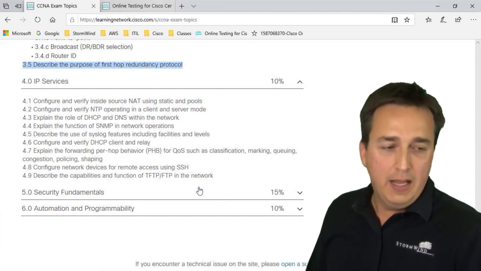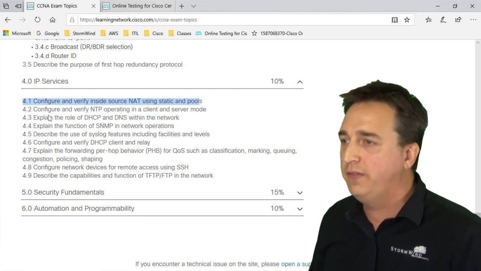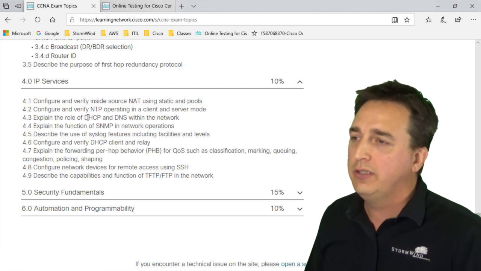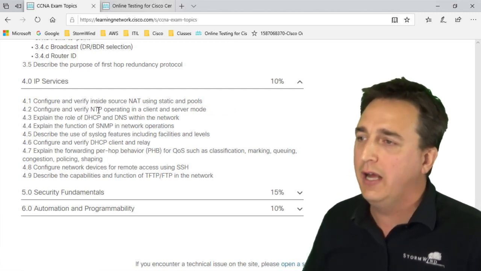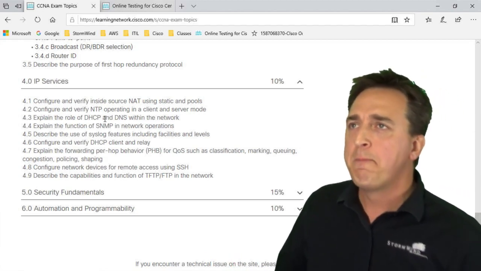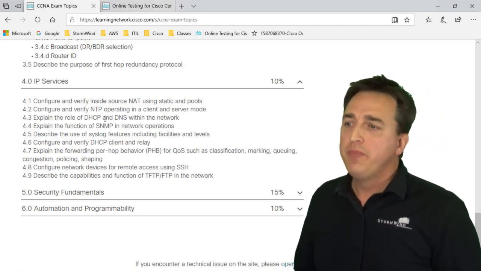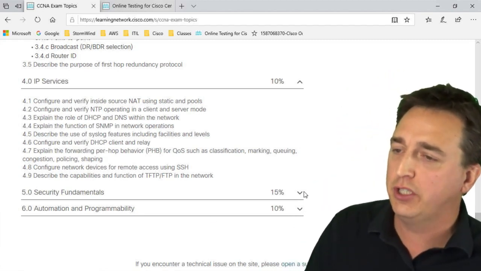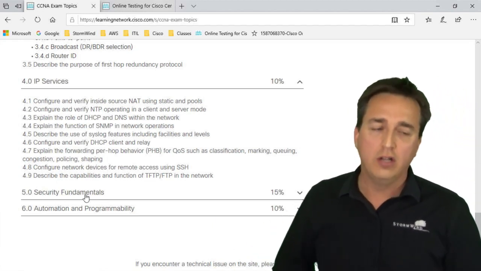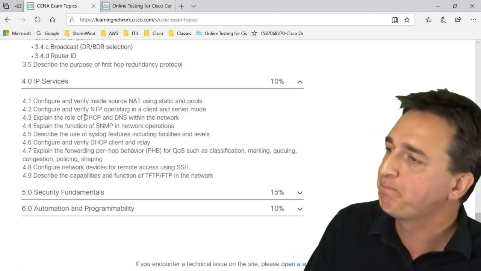So in our IP services section here, folks, they did a really good job when it comes to configuring and verifying. For NTP, I would like you to dive a little bit deeper than just configuring and verifying NTP operating in client and server mode. Also consider things like broadcast as well. And let's not forget about authentication. You would think that authentication would show up under security fundamentals, but it doesn't in regards to NTP. So I would also consider looking into topics related to authentication for NTP.